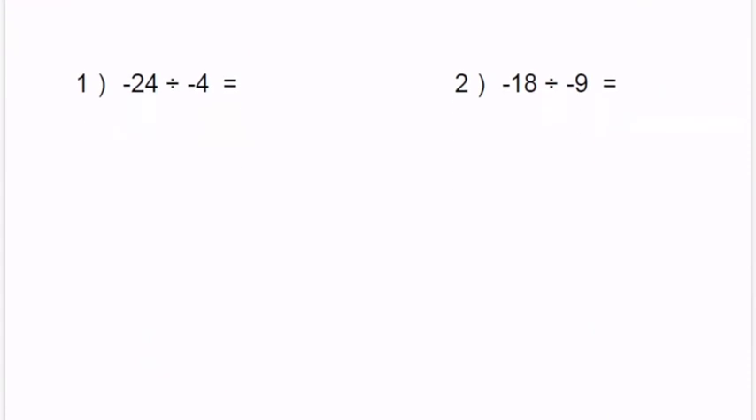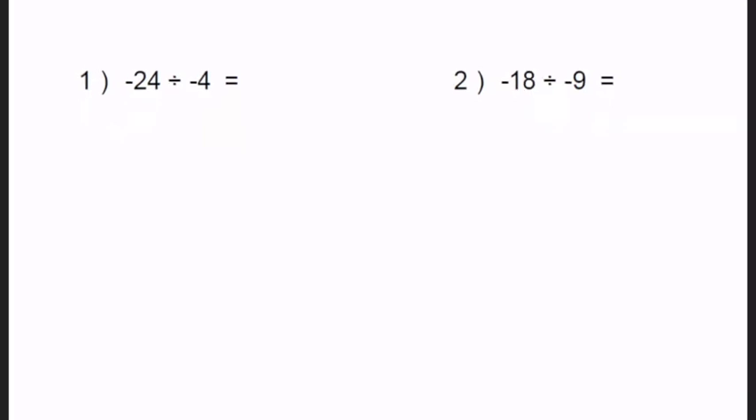All right, so now we're going to do division. Division is basically the same thing, except we're dividing. So I'll do a couple with you. We have negative 24 divided by negative 4. Since they're both negative, it's going to be positive. So 24 divided by 4 is 6. The next one, they're both negative, so it's going to be a positive answer. So negative 18 divided by negative 9 is 2.